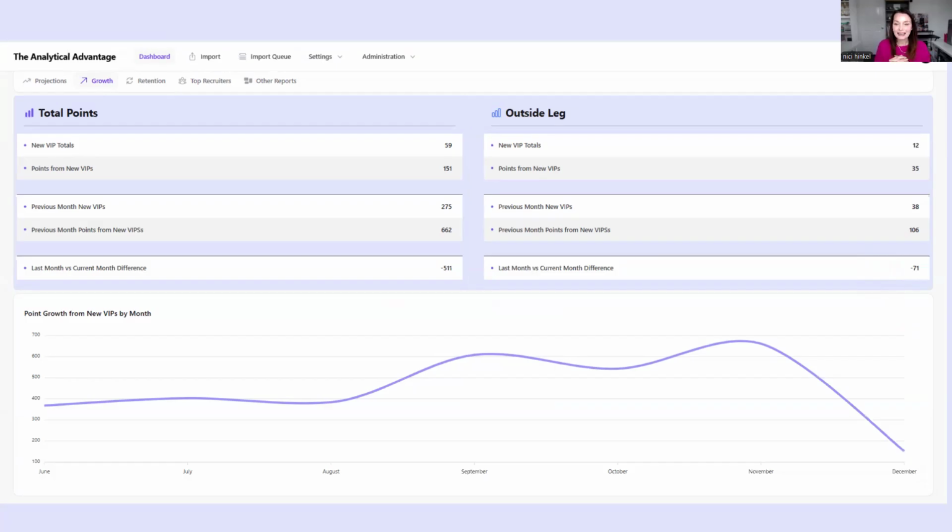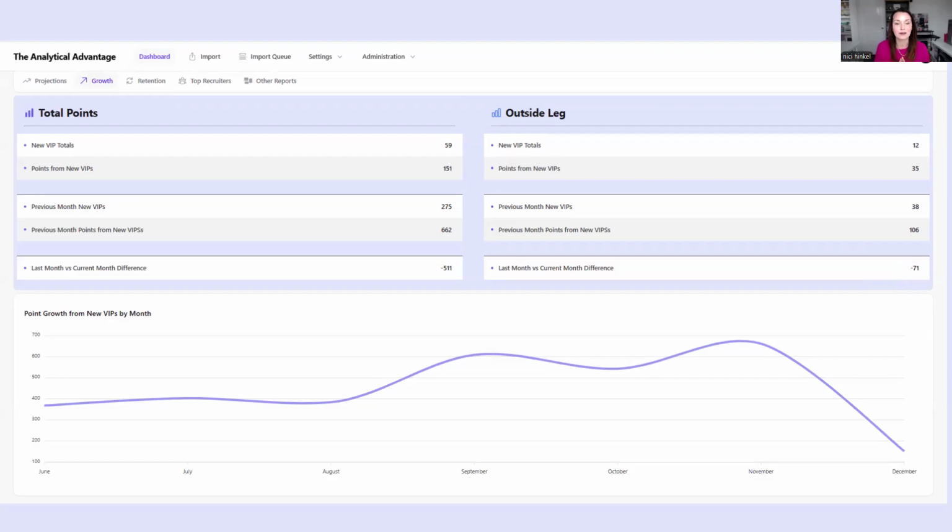And I put this in points version instead of people. So when you see new VIP totals and it says 59, this is 59. And then below it, I'm going to give you the points from those new VIPs. These numbers may look different than what you see in your back office because these numbers are for levels 1 through 7. So your back office may show you've added 80 new VIPs and I'm showing 59. If that's the case, then 21 of those were in levels 8 and deeper.